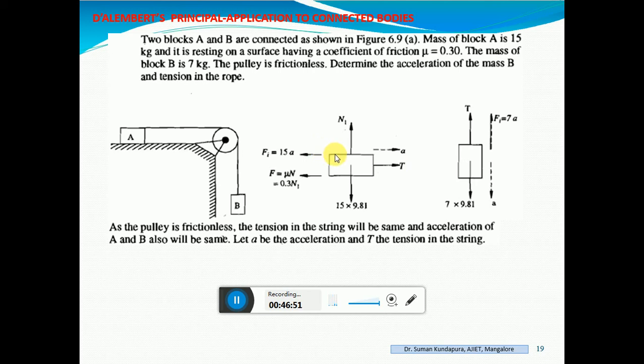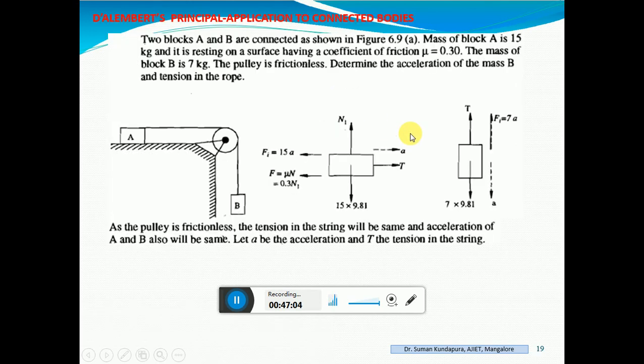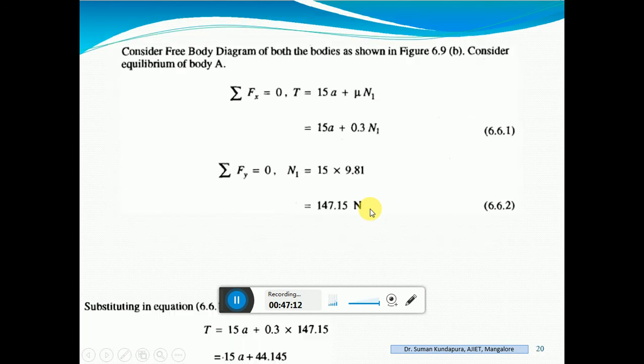T plus T minus 15A minus 0.3 N1. Take the minus terms to the right-hand side, so T is equal to, this is the first equation. Next apply summation Fy equal to 0: minus 15 into 9.81 plus N1, therefore N1 is equal to 15 into 9.81. You found the value of N1; substitute it here. The equation reduces to T is equal to 15A plus 44.145.